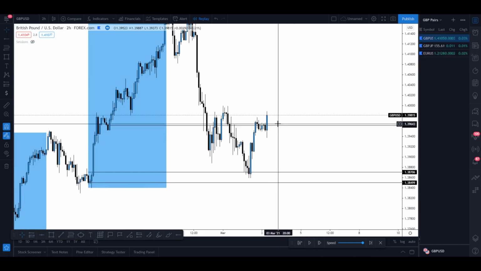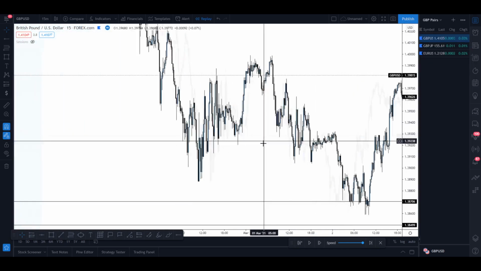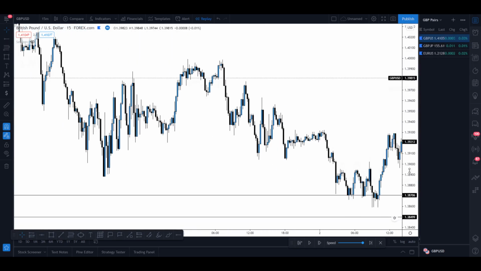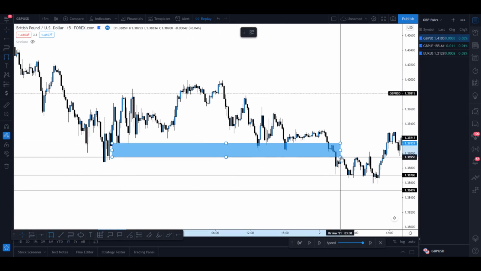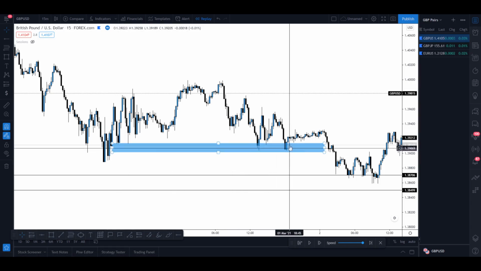So right over here, what does price do? Well, let's go back to the 15-minute and let's understand liquidity. The market generated a ton of money just above our area of interest. We have a support test here, a support test here, a support test here, and a support test here.